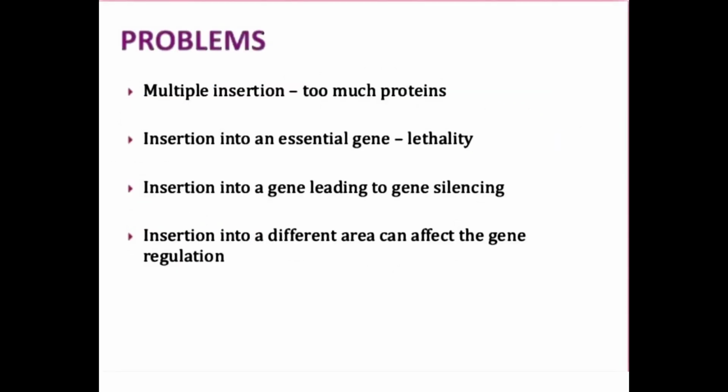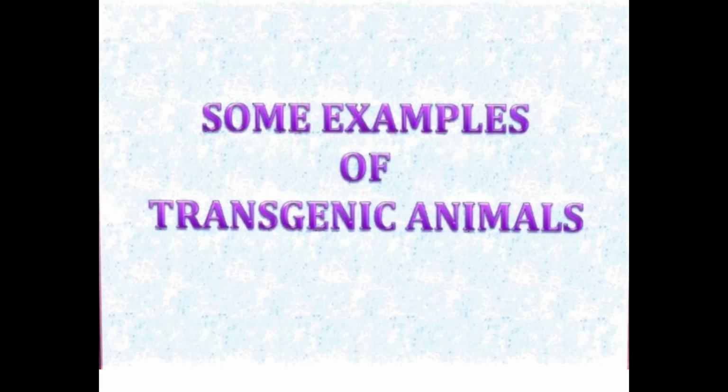Problems. Multiple insertion, too much protein, insertion into an essential gene causing lethality, insertion into a gene leading to gene silencing, insertion into a different area can affect the gene regulation. Some examples of transgenic animals.